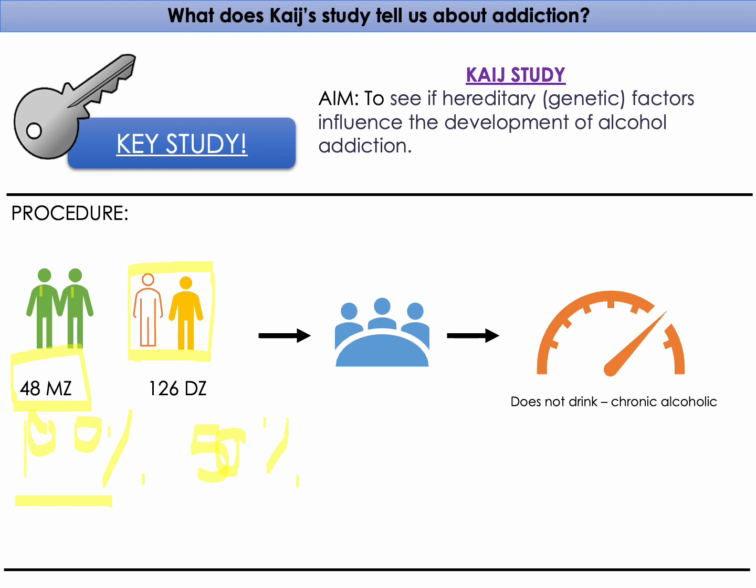So this image here is just to represent that they themselves and their family members were interviewed. And finally, they were identified and categorised as someone who does not drink alcohol at all, right through to the other end of the spectrum as a chronic alcoholic. So all of the participants were male and they were all from Sweden.